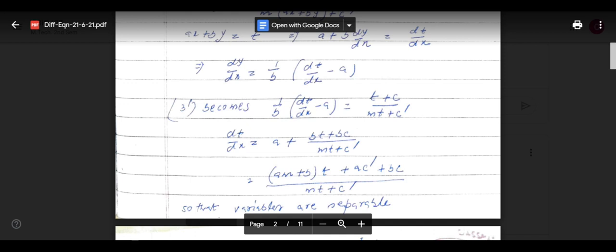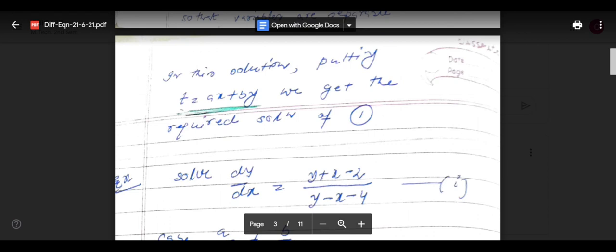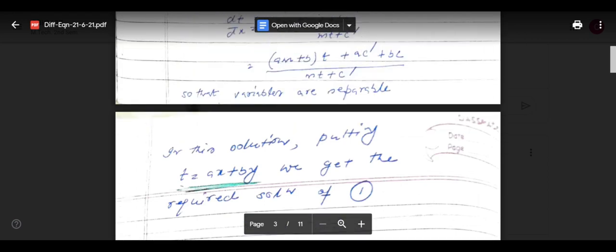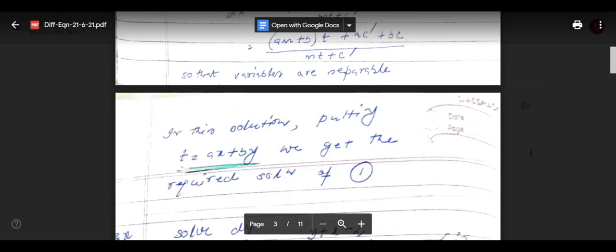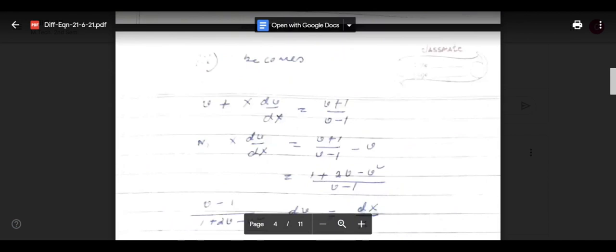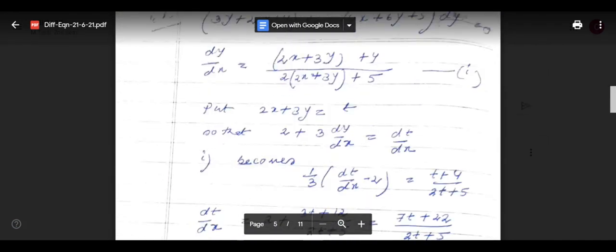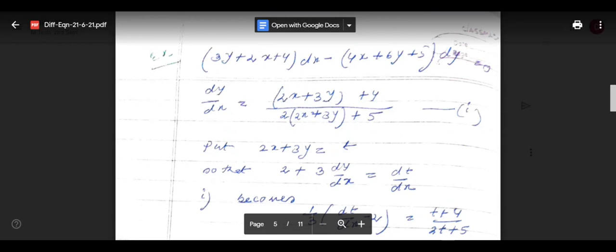Finally, we consider t equal to x + by, and you have to substitute in that equation. I think it is better if we go directly to that exercise, then that will be easier. So we go to the equation (2x + 3y + 4)dx - (4x + 6y + 5)dy = 0. We write that equation and find out from it what dy/dx is.